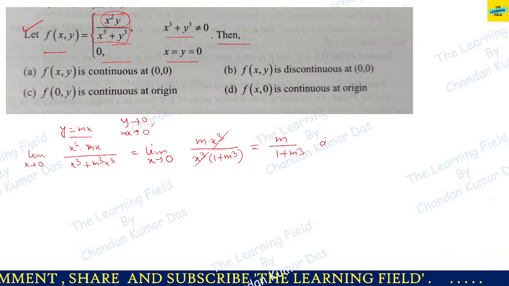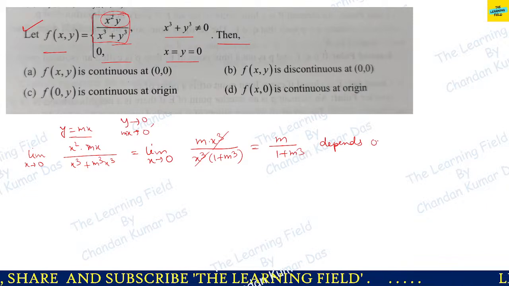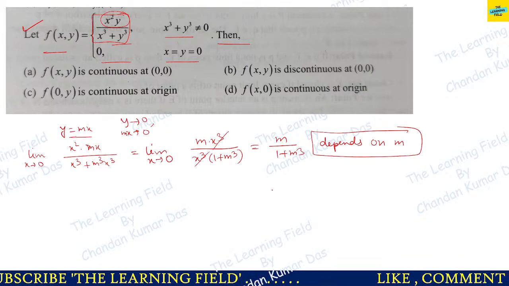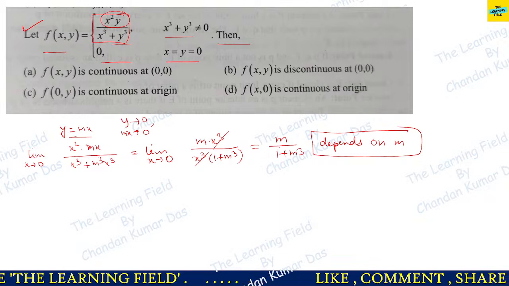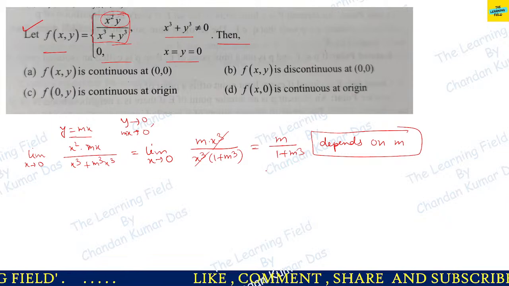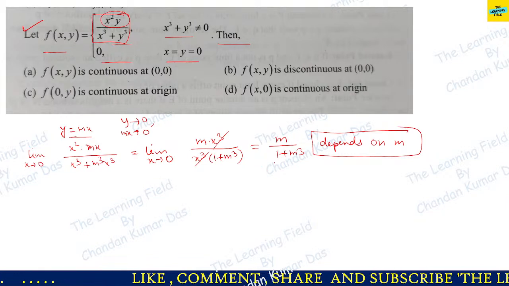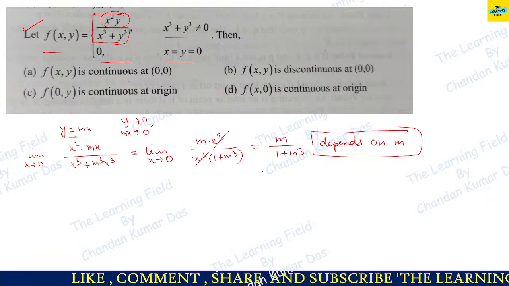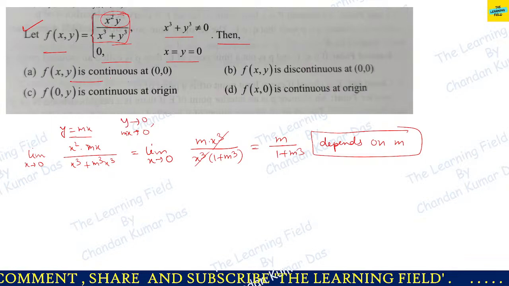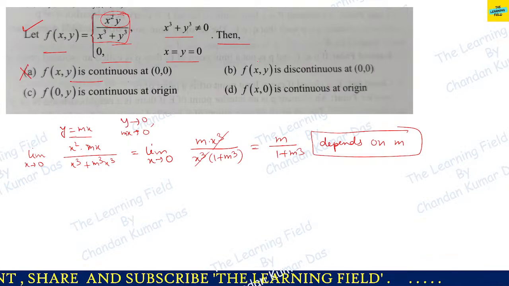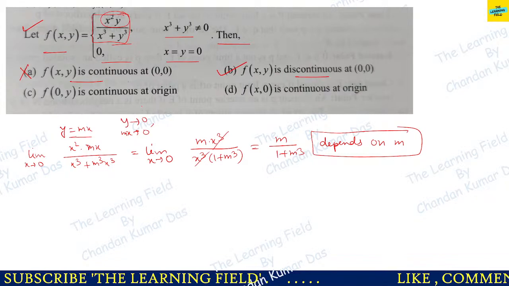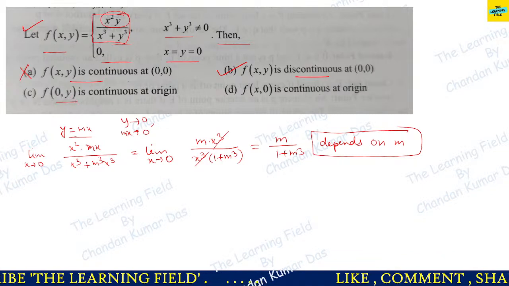This depends on m. In this case, if the limit gives different values for different values of m, that is, it is m dependent, then we say the limit does not exist, that is, the function is not continuous. Option A says that it is continuous at 0. No, obviously this is incorrect. Option B says that f is discontinuous at 0. Yes, this is correct.